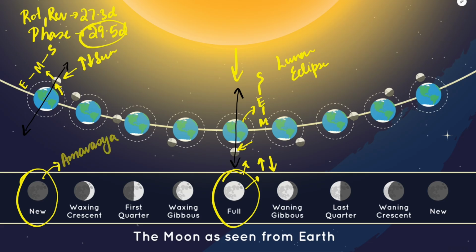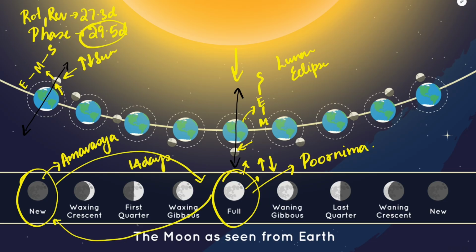The new moon is called Amavasya and the full moon is called Purnima. New moon to full moon or full moon to new moon takes 14 days. This is called a fortnight. A fortnight comes from 14 nights and generally it means 14 days.